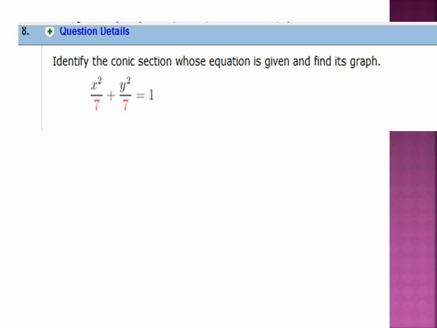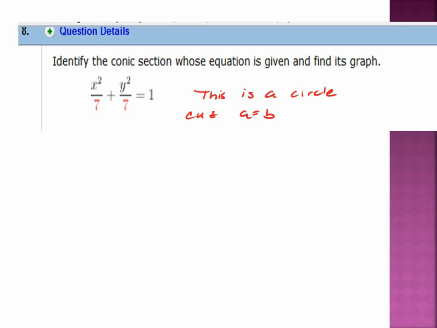Rip that sheet out and start simplifying this thing so it looks like one of the equations off the black list. This is a circle. Why is it a circle? Well, I have the black list sitting in front of me, and I can tell you that if the A doesn't equal the B, it's going to be an ellipse, right? But the A does equal the B, and it's a plus sign. So by process of elimination, it must be a circle.